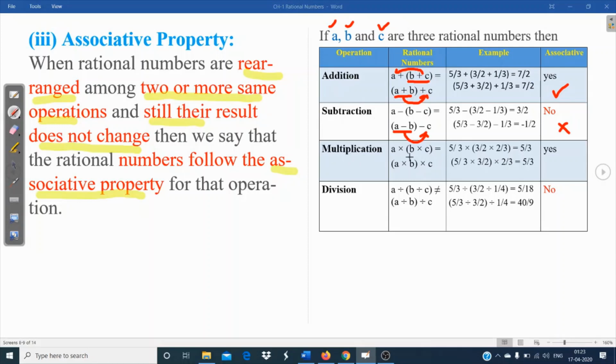In multiplication, again it will be the same. b into c, bc will be multiplied by a. So what will you get? abc. Now here again, a into b, what will be the result? ab. That ab will be multiplied by c. So what will we get again? abc. So again, associative property is closed under multiplication. But in division, it is false. So we can see associative property is closed under addition and multiplication. It is not closed under subtraction.